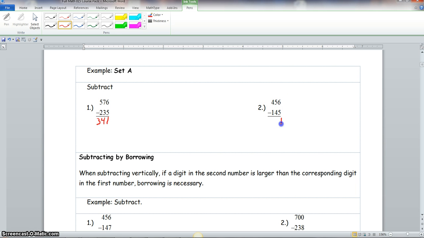6 minus 5 is 1. 5 minus 4 is 1. And 4 minus 1 is 3. So that's 311.